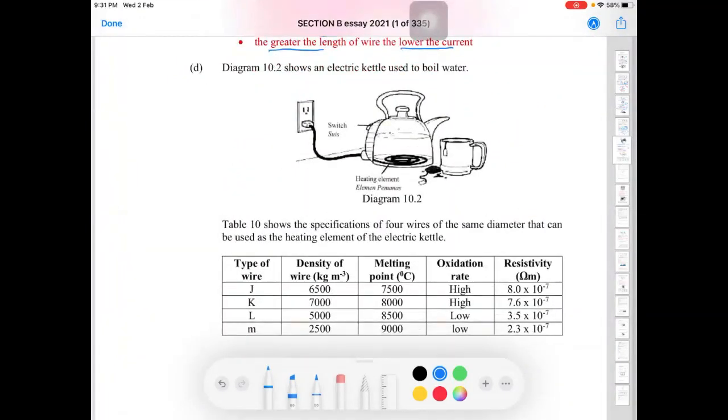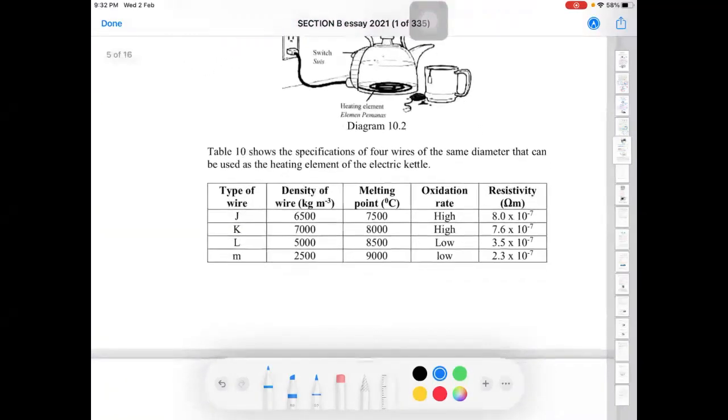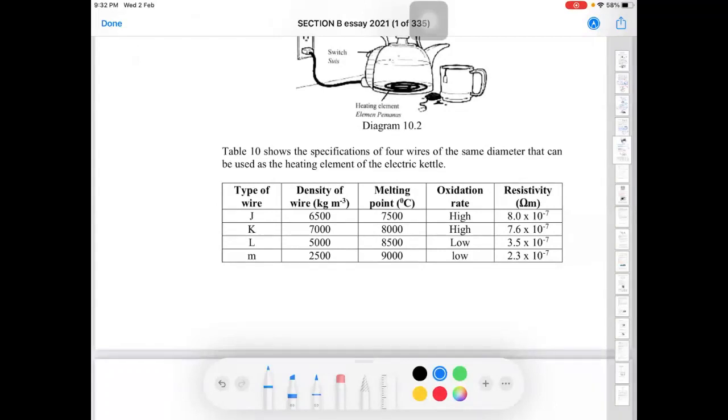Okay, let's go on to the next, making decision. So another appliance is the kettle. Okay, so for the kettle of course, you want to choose the heating element. So whether it is a kettle, oven, air fryer, iron, anything to do with heating, you will choose the same aspects like this. Alright, so we look here, the aspects given are density, melting point, oxidation rate and resistivity.